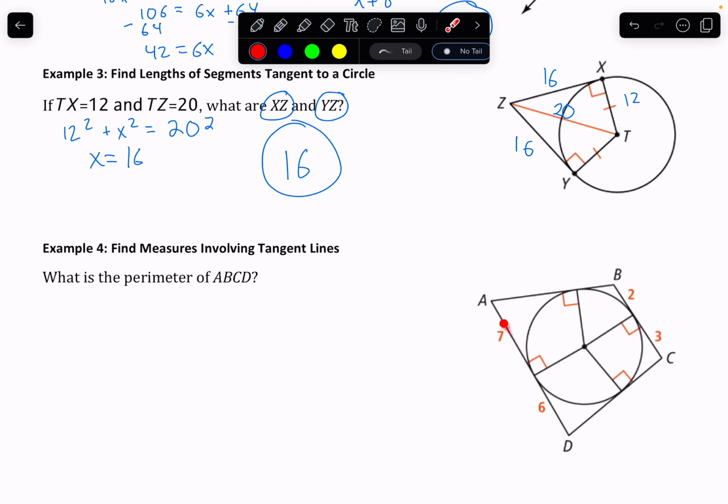So this two tangent theorem says that if A to the tangent point is 7 units, then A to the other tangent point is also 7 units. If B to the tangent point is 2 units, then the other tangent of B is 2 units. Same thing with the other tangent of C being 3 units, and the other tangent of D being 6 units. Then we can add everything together. We're asked for the perimeter of ABCD. So when we add all of those numbers together, we should get 36 as the perimeter of ABCD. So it makes it very simple there.